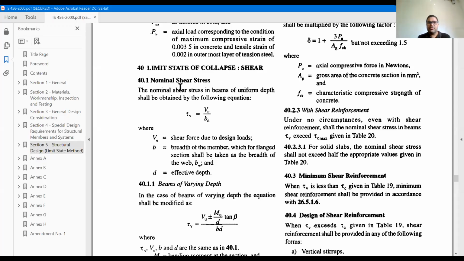So here you can see, to calculate the nominal shear stress, we already have the formula to calculate tau v, which is Vu upon bd. This is actually D, so it is not in the subscript. It is basically b into d. So with this we can find out tau v.